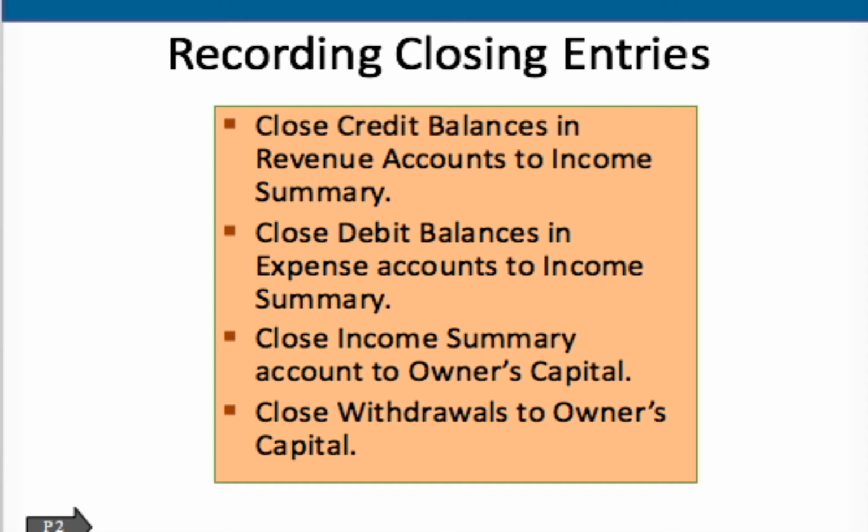Step 4, close withdrawals account to owner's capital. So the fourth closing entry transfers any debit balance in the withdrawals account. These are owner withdrawals from the company's money. And it transfers those withdrawals to the owner's capital account. This entry gives the withdrawals account a 0 balance and basically resets it for the next period.